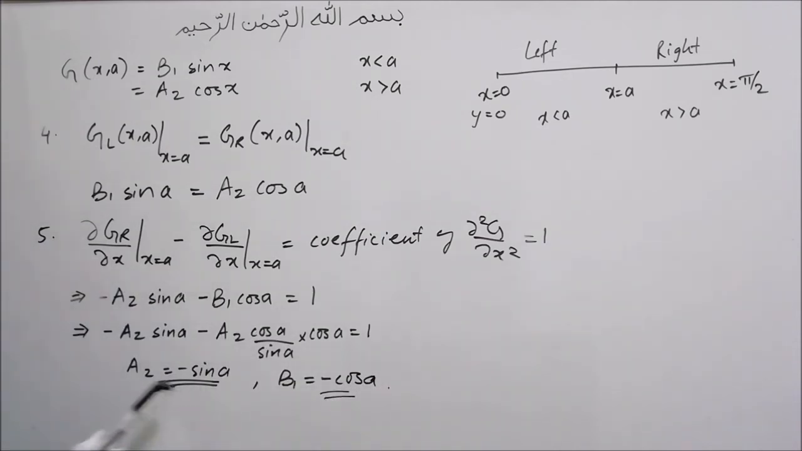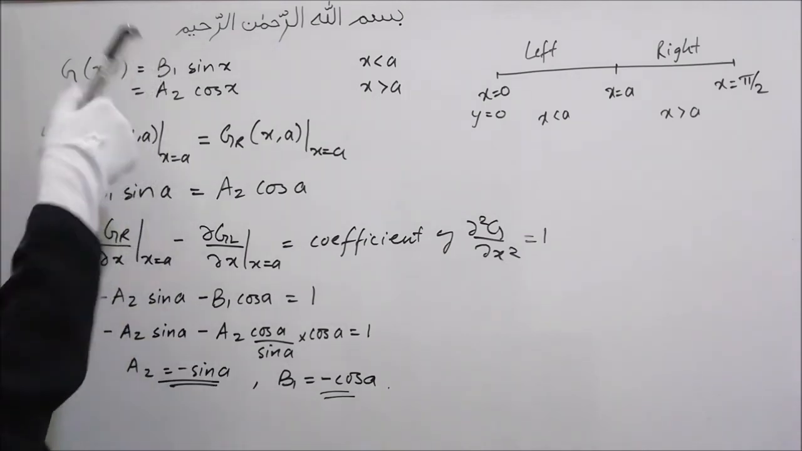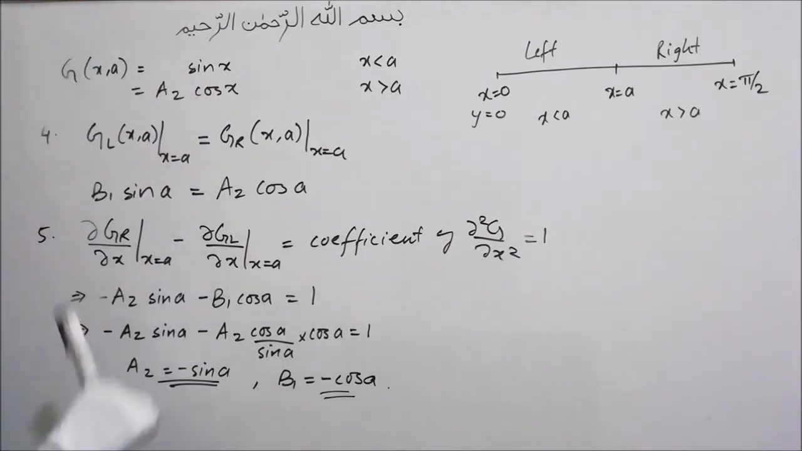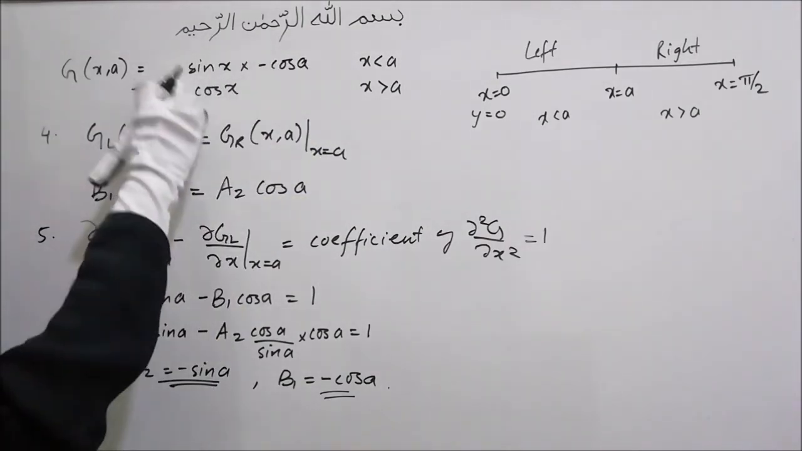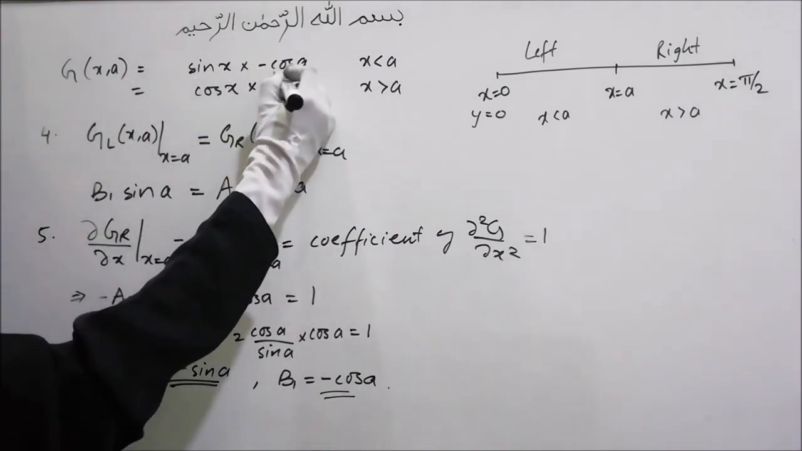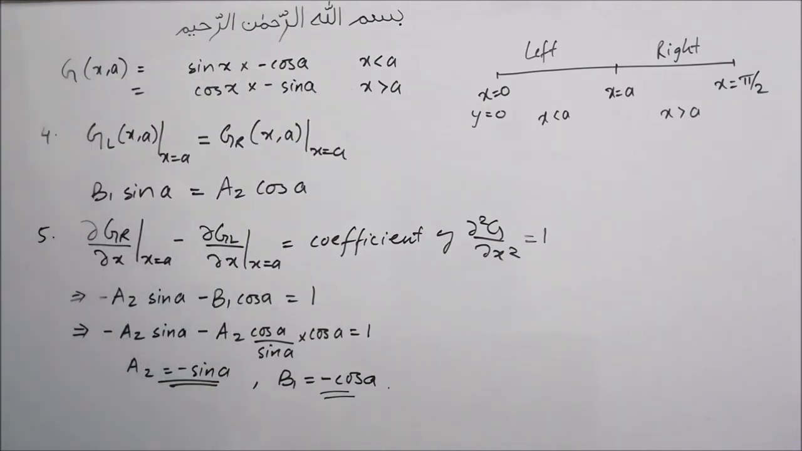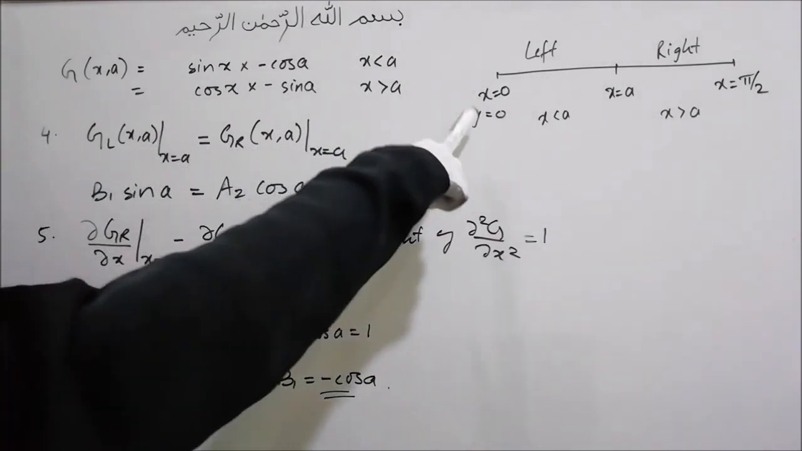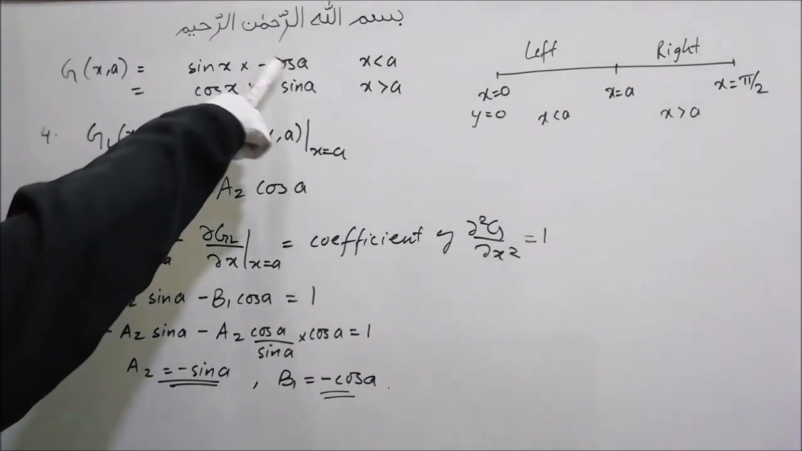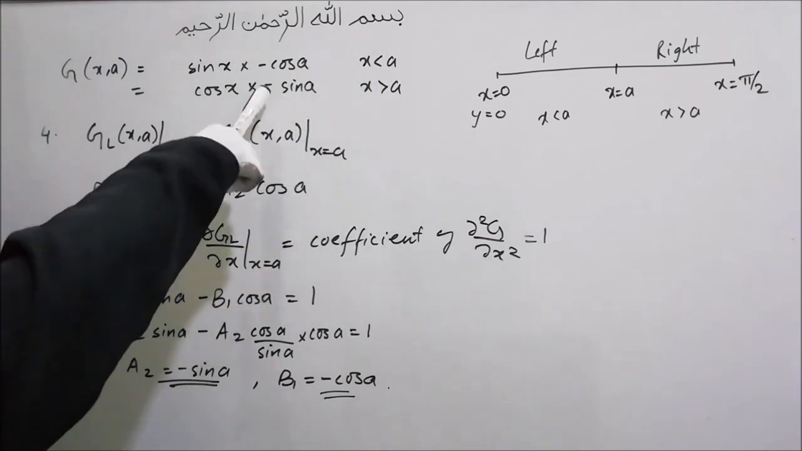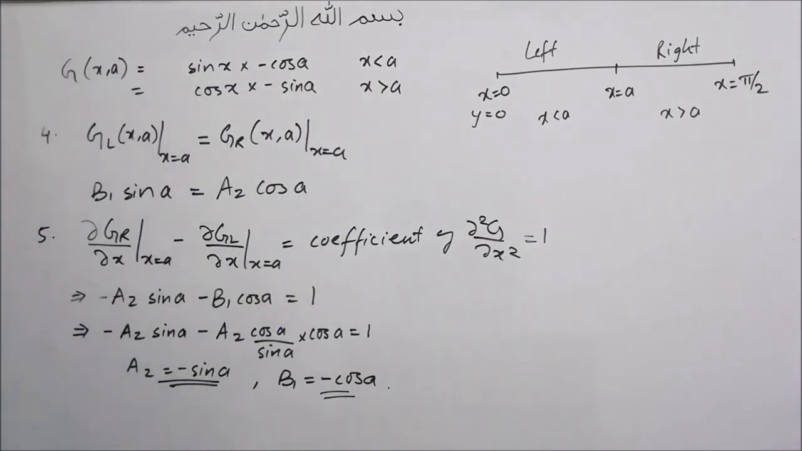Now we'll put this value of a2 here and this value of b1 here, so b1 will be minus cos a and a2 will be minus sin a. So our Green's function for the given differential equation, which was d squared y by dx squared plus y of x equals f of x, with the boundary condition that y of 0 and y of pi by 2 are 0, is given by minus cos a sin x for x less than a and minus sin a cos x for x greater than a. This is how we find the Green's function.